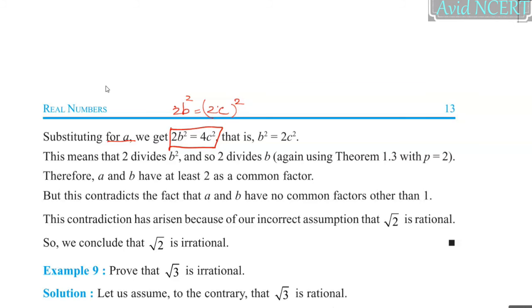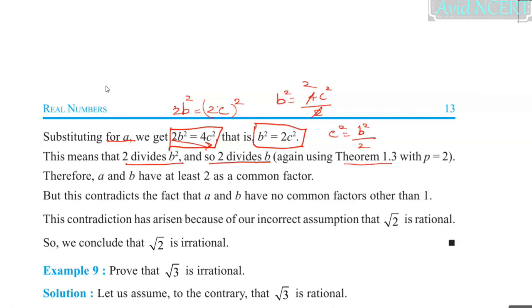By this we get b square equal to 2c square, keeping b on this side. So b square equals 4c square divided by 2, which means b square equals 2c square. So c square equals b square by 2, which means 2 divides b square. 2 divides b square, so 2 also divides b. That is from using theorem 1.3.